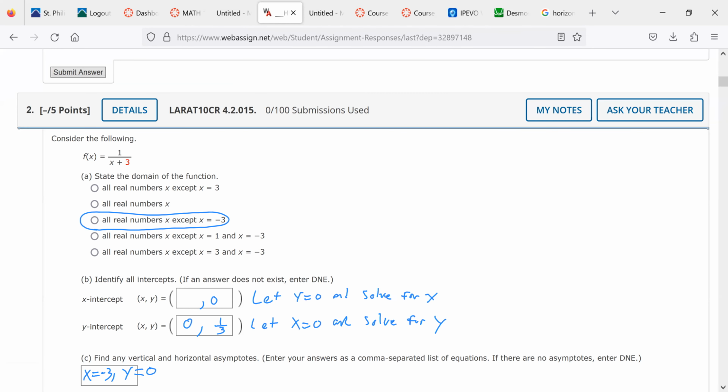If we have a horizontal asymptote at y equals 0, then how could it ever intercept the x? That's not possible. There is none. Oops.